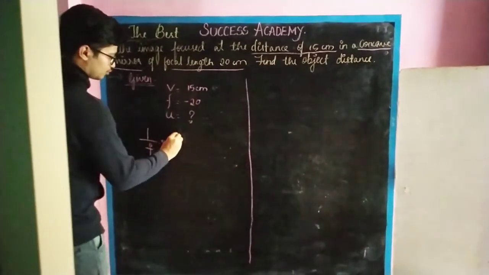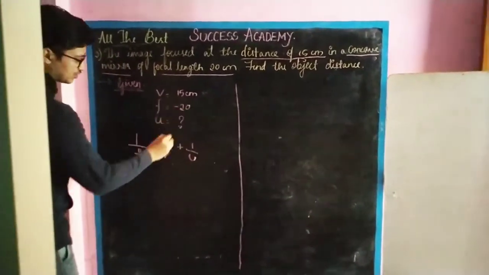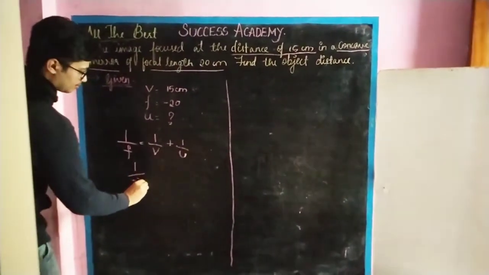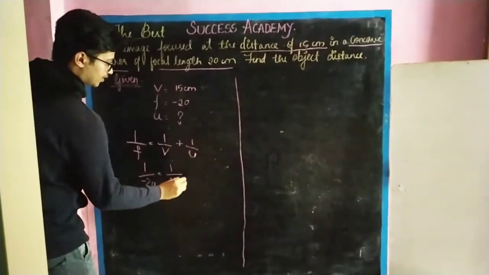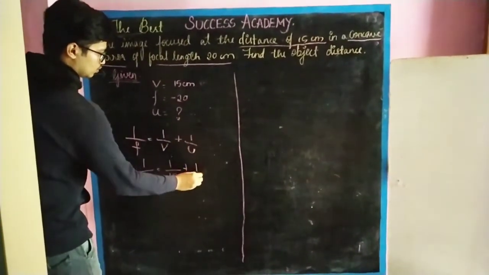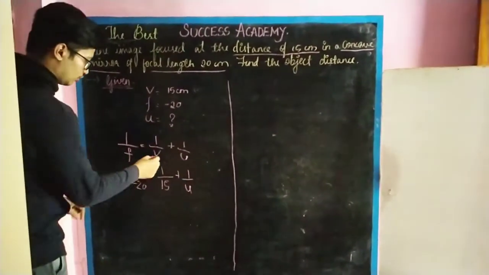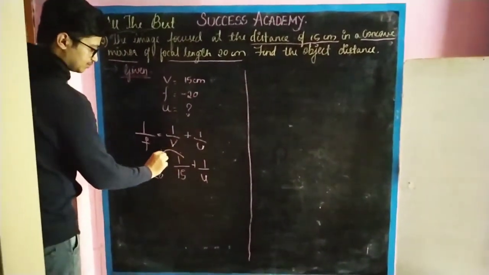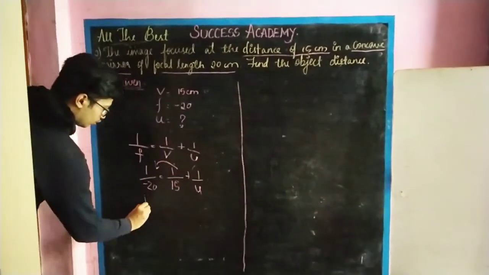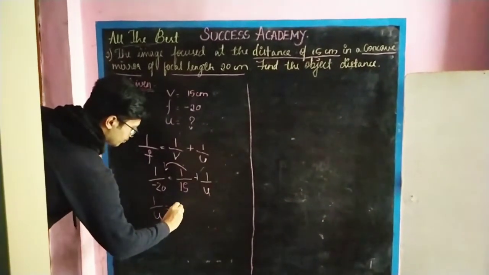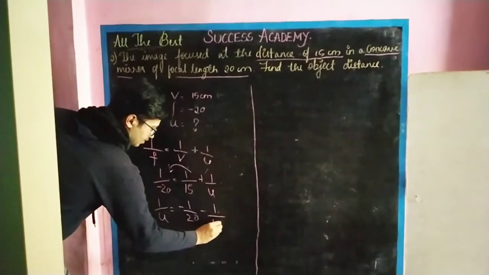1 by f is equal to 1 by v plus 1 by u. F formula, friends, minus 20. 1 by minus 20 is equal to 1 by 15 plus 1 by u. Okay. Now this plus 1 by 15, if it comes to this side, it will become minus 1 by 15. Here 1 by u will be remaining. So next 1 by u is equal to minus 1 by 20 minus 1 by 15.